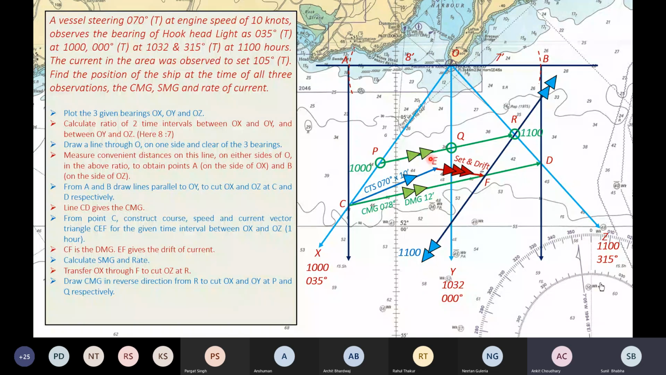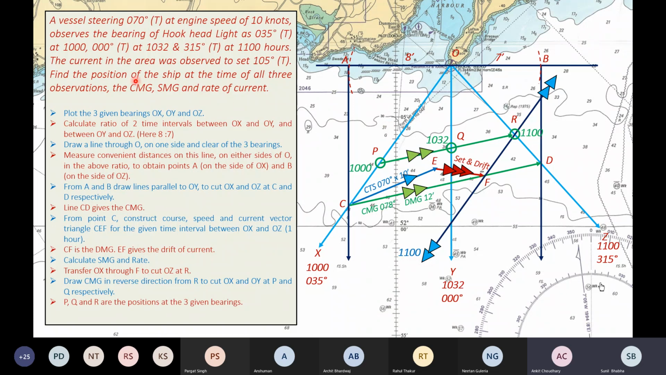So we have the positions of the ship now. We have all the three positions. Position P is the position of the vessel at 1000 hours. Position Q is the position of the ship at 1032 hours. And position R is the fix of the ship at 1100 hours. All the three positions can now be read off from the plot and the latitude and longitude mentioned in our answer sheet.